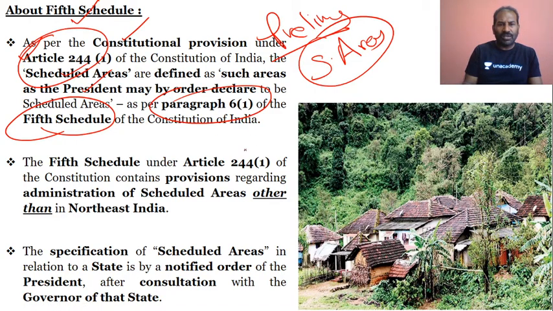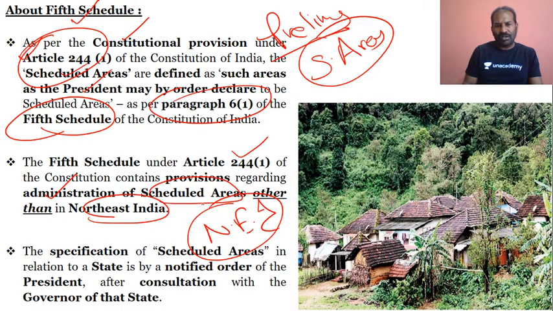The fifth schedule under 244(1) says that the Constitution provides provisions for administering the scheduled areas other than Northeast India. So it is different from Northeast India. The fifth schedule, which is also 244(1), talks about the scheduled areas, the constitutional provisions for defining an area as a scheduled area, but it is not pertaining to, and excludes, Northeast India.